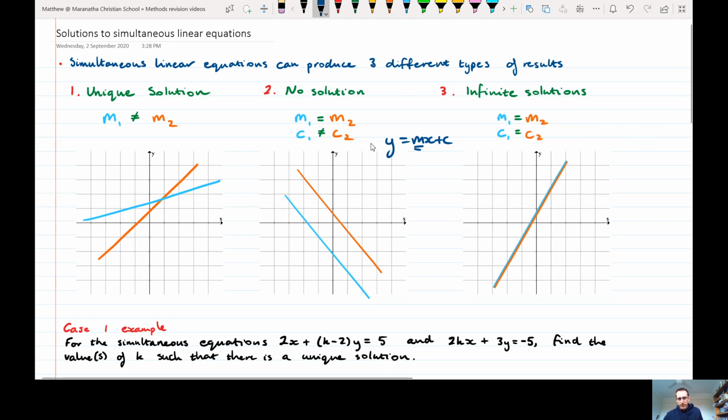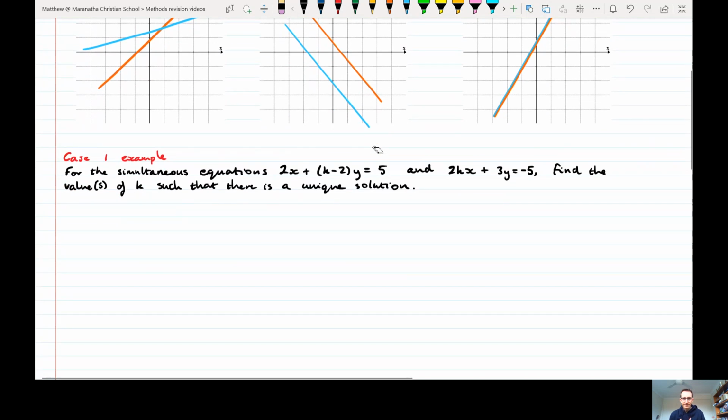So you can see here you've got two lines exactly the same. So they have the same gradient, the same y-intercept. They're your three cases. Unique, different gradients. No solution, same gradient, different intercepts. Three, you've got infinite solutions with gradients and intercepts the same.